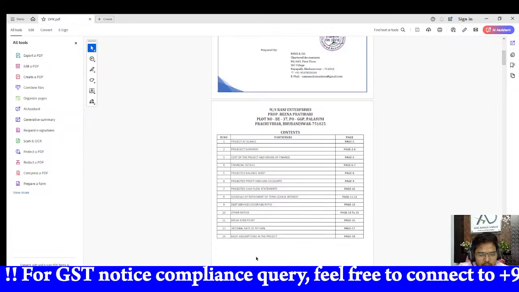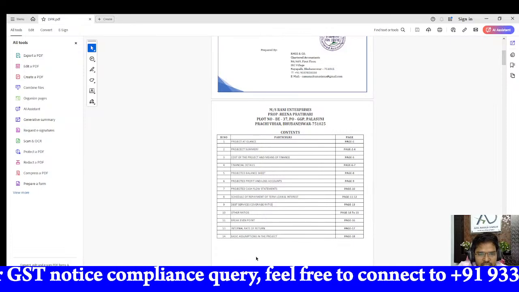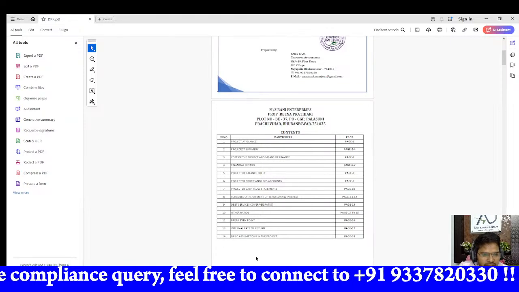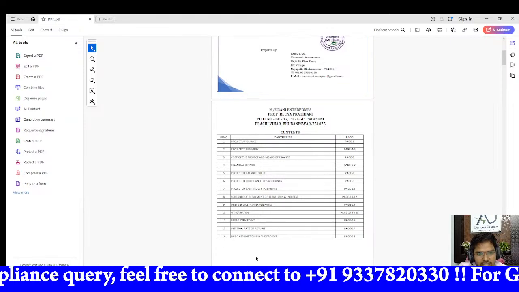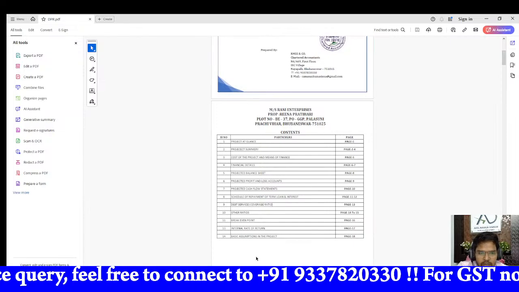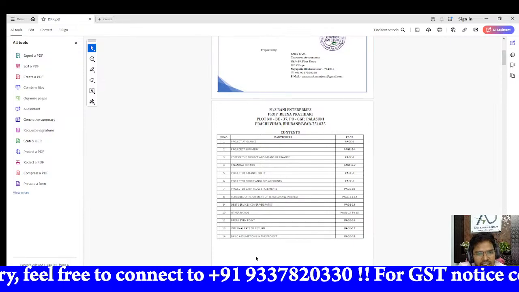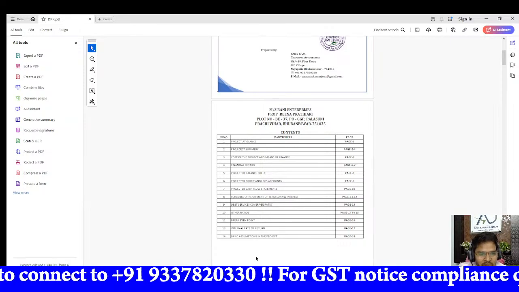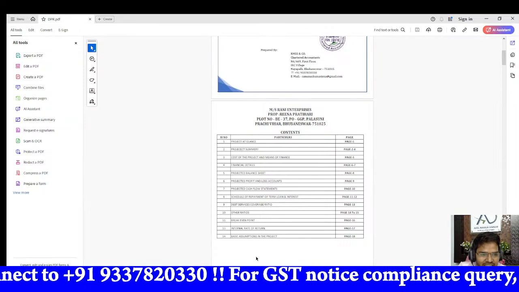Normally I want to say that the bank looks for a ratio in between 1.5 to 2.5. That means if your debt coverage ratio is 1.5 to 2.5, then the sanction of your loan will be very good, or it may give you a green signal.